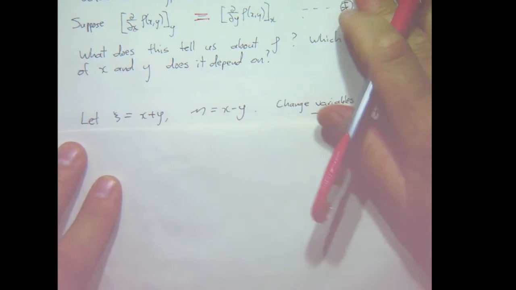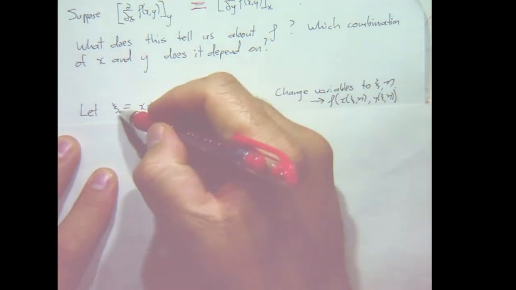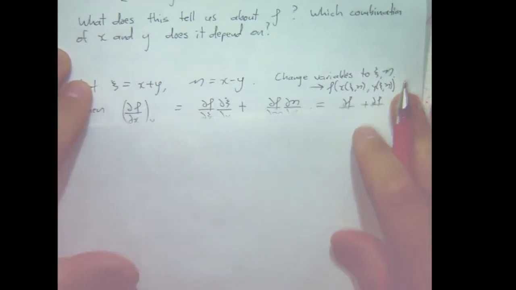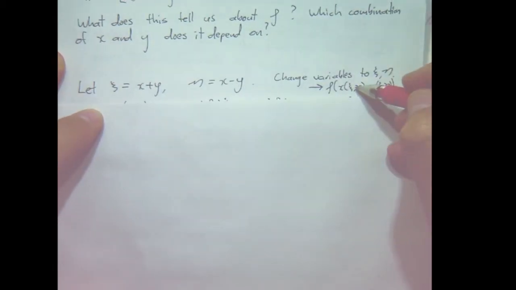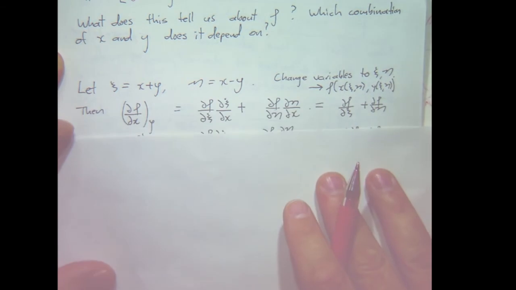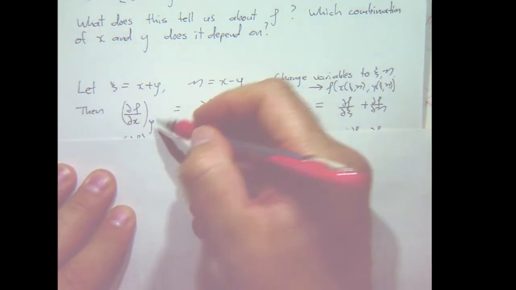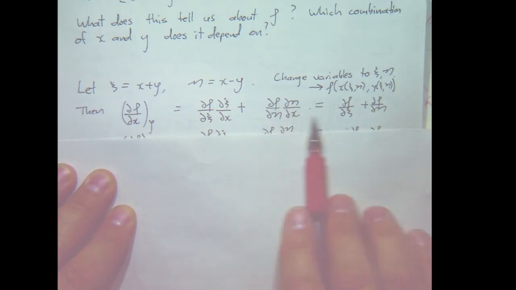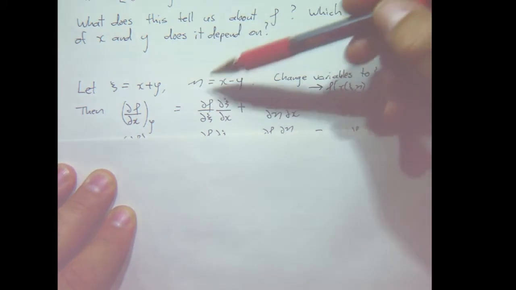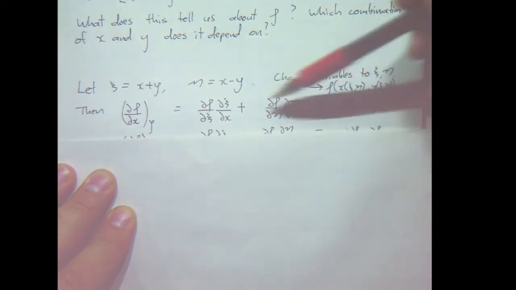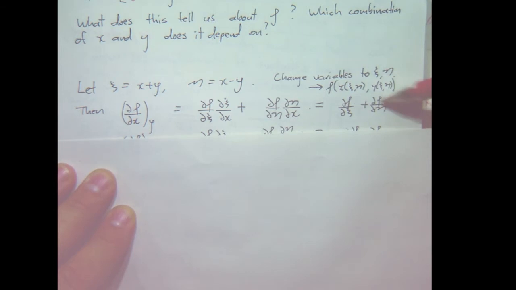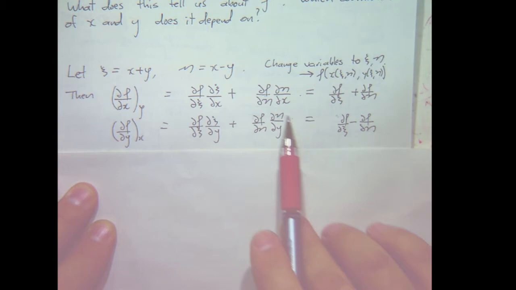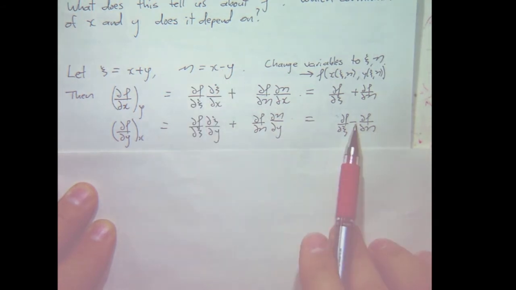So what I'll do is define variables. Xi is x plus y, and eta is x minus y. So I'm going to change variables. So f is a function of xi and eta, where x and y are functions of xi and eta. So df by dx at constant y is then, by chain rule, df by dxi times dxi by dx plus df by d eta times d eta by dx. And dxi by dx is just 1, and d eta by dx is just 1, so it's df by dxi plus df by d eta. And then for df by dy, d eta by dy gives a minus 1.